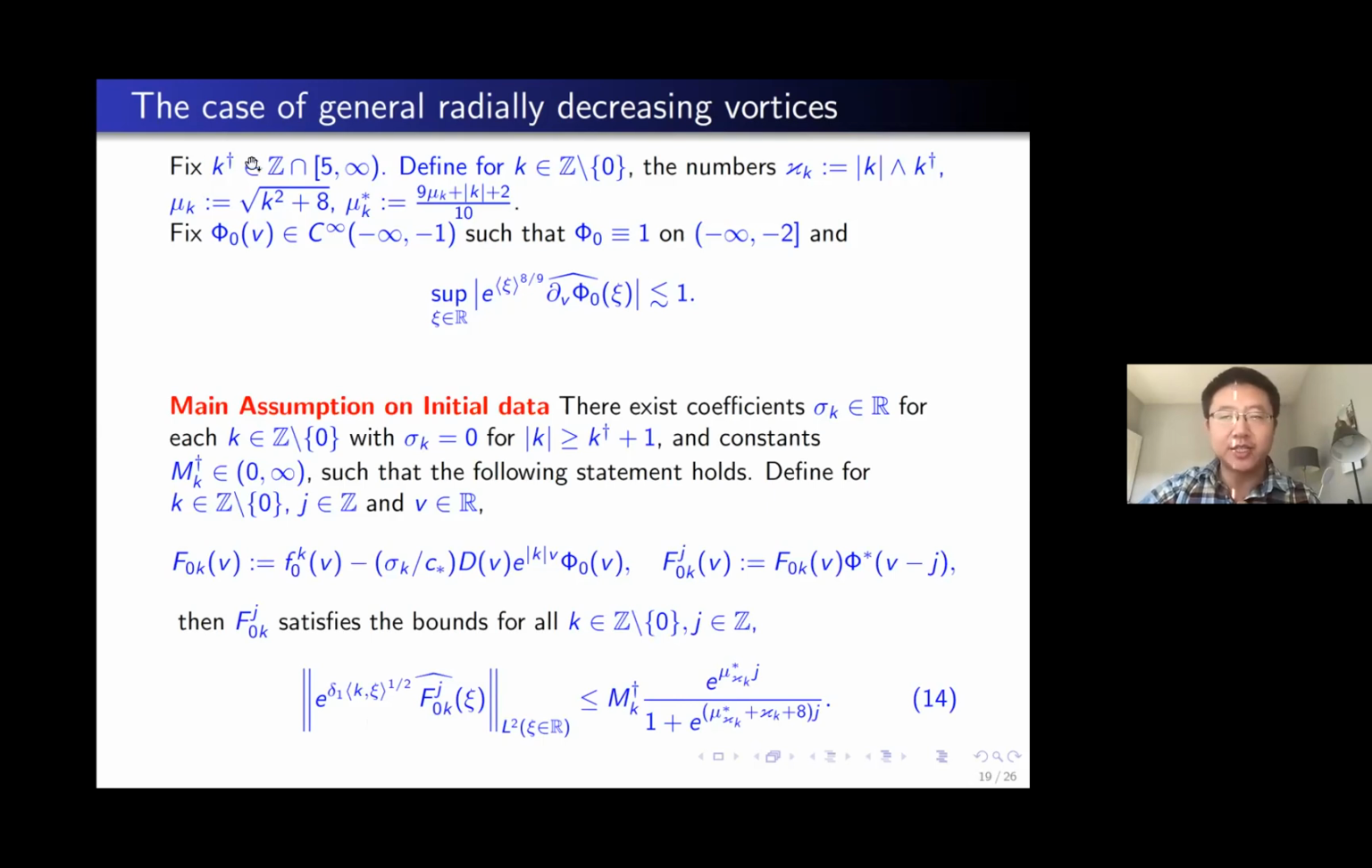So let's fix this k dagger and introduce this parameter. For small k, this will be just equal to k. But for k bigger than k dagger, we will just treat it as k dagger. And in the end, the decay we will get for large k is just e to the minus k dagger v. Okay, so that's our choice. We can choose k dagger large, but we want to fix it for large k.